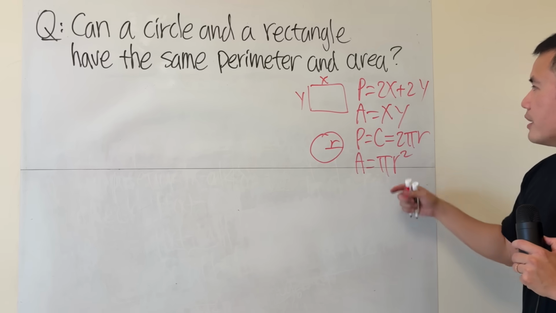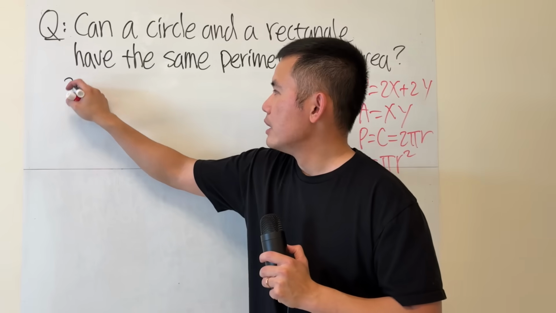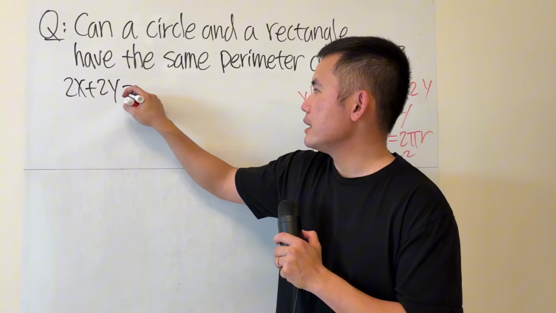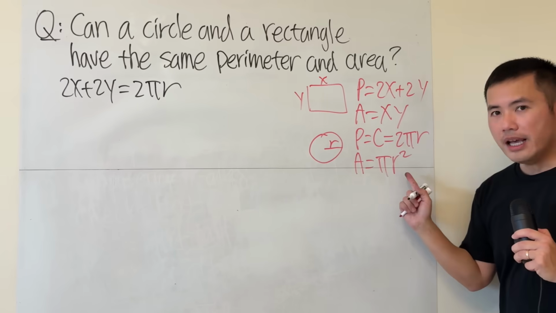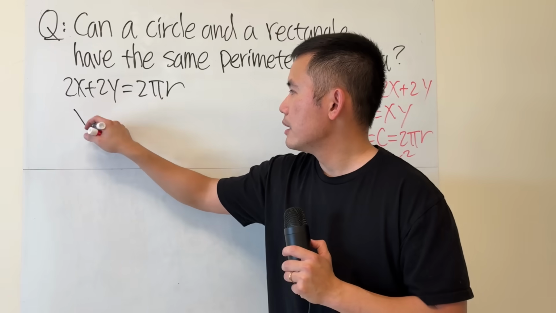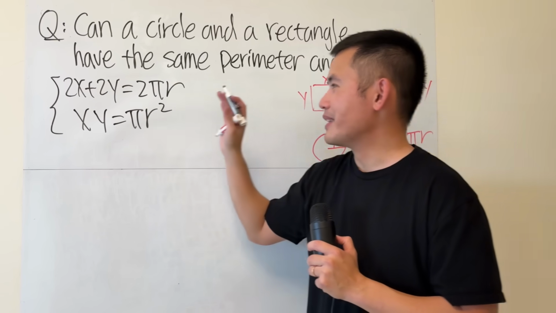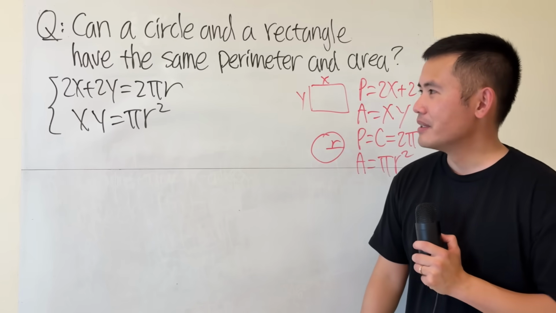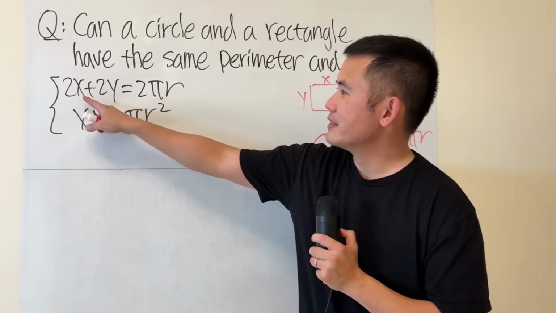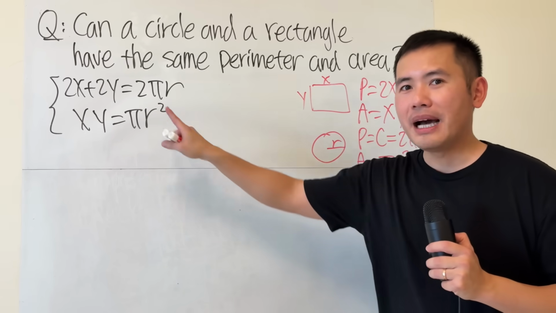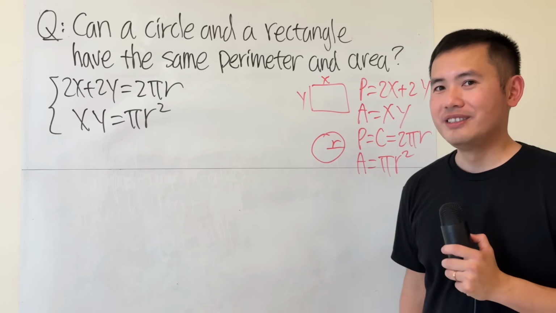Now, putting things together, we first want the perimeters to be equal, so I must have the condition that 2x plus 2y is equal to 2 pi r. Next, we want the areas to be equal, so xy is equal to pi r squared. Now, this looks very intimidating because besides the 2, we have 4 letters: x, y, pi, and r. But pi is not a variable. It's about 3.14. So how do we even approach this, right?